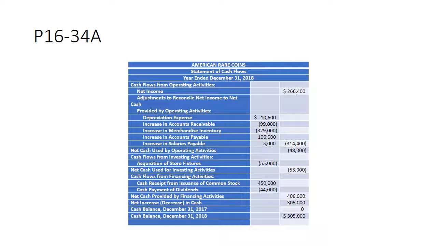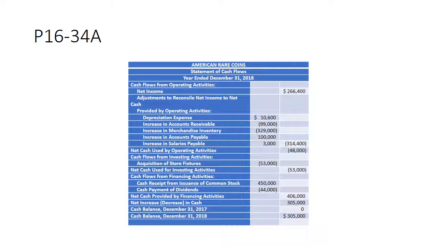They spent $53,000 in cash. And if you're sitting there going, well, why are you subtracting it? Because we're trying to determine the effect on cash flow from buying these store fixtures. Cash flow went down, so we spent money for investing activities by $53,000.